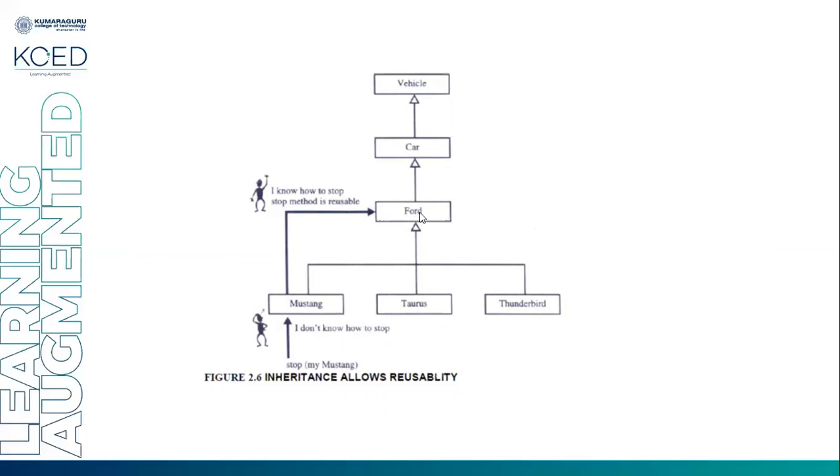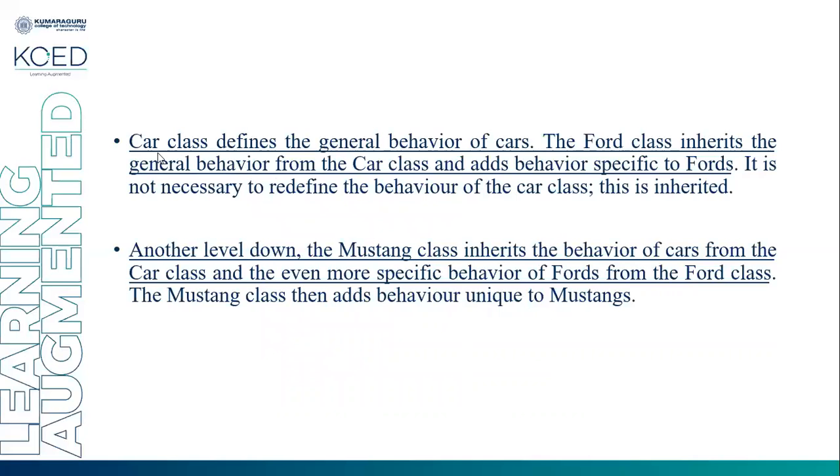We are defining a stop method in the Ford class. Mustang inherited it from the Ford class. So the car class defines the general behavior of the class. The Ford class inherits the general behavior from the car class and adds the behavior specific to the Ford. It is not necessary to redefine the behavior of the car class. This is inherited.